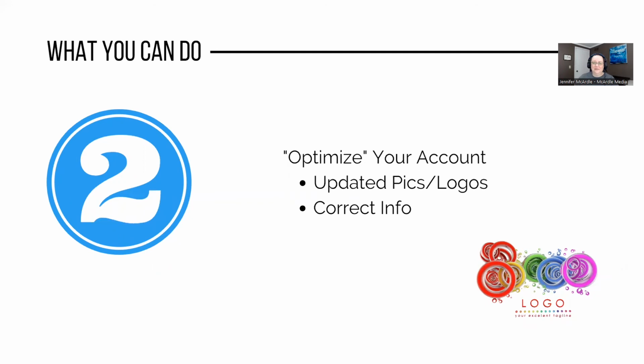Optimize your account. Make sure your pictures, your logos are updated. Make sure you have correct information. We saw that the bio section is quite short. If you have a link to your website, and maybe you've changed the URL to your website, or something in the bio is different from what is true about your business, you want to make sure that you're keeping up to date and that information is correct, so that if people are trying to reach out to you, they have the proper information.